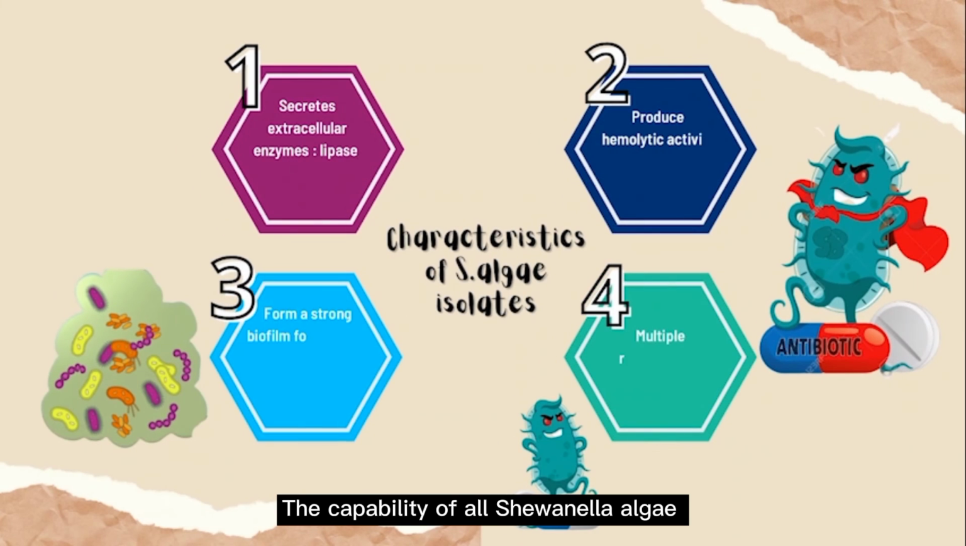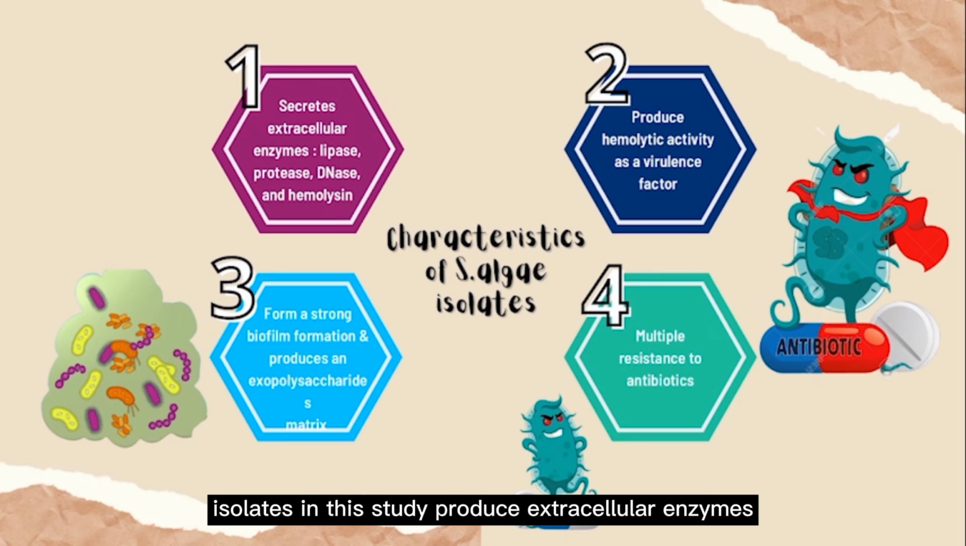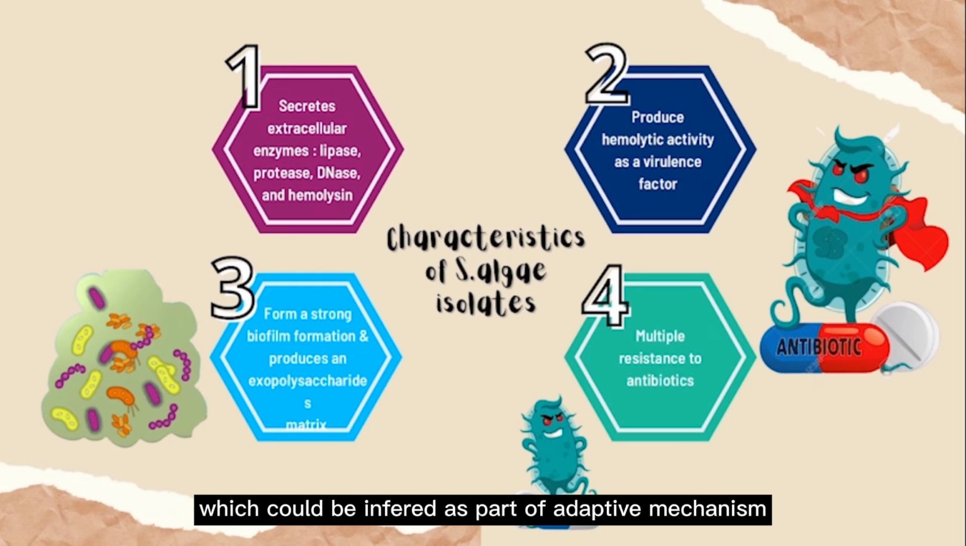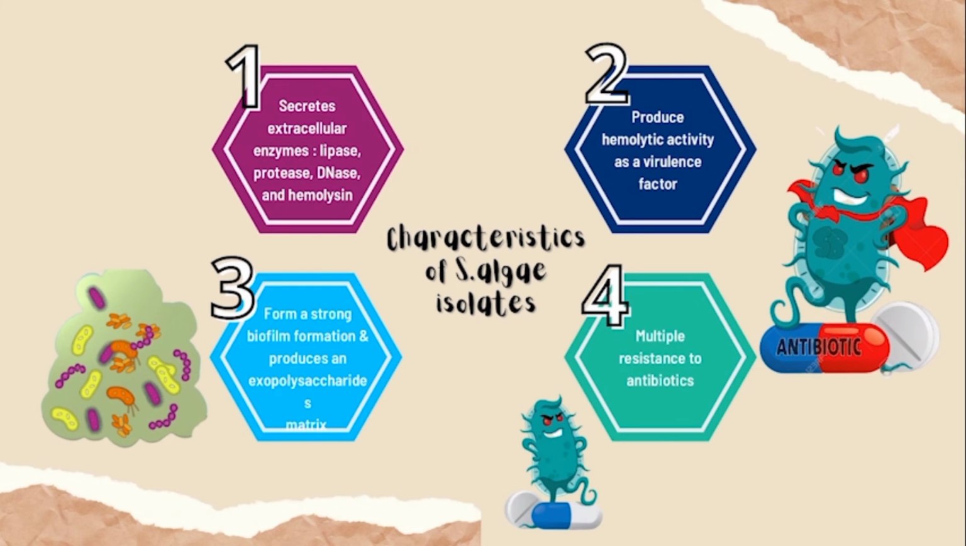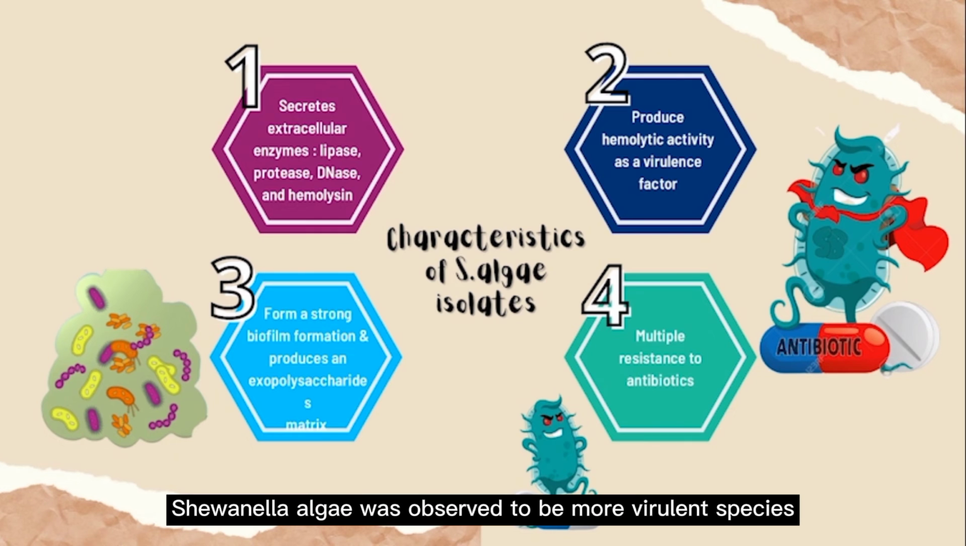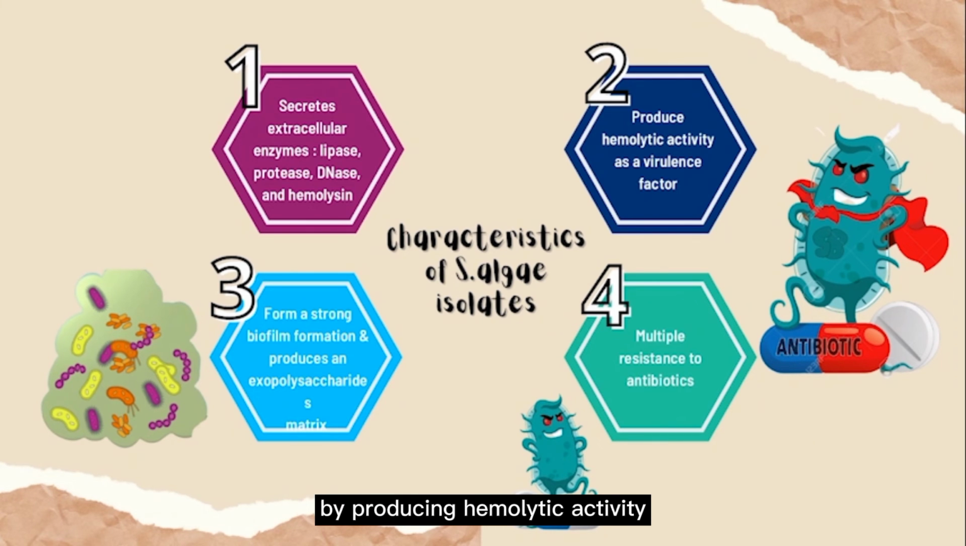The capability of all Shewanella algae isolates in this study to produce extracellular enzymes such as lipase, protease, DNase, and hemolysin could be inferred as part of an adaptive mechanism for the species to survive in the marine environment. These could reduce surrounding microbial competition or degrade organic matter to gain nutrients. However, the adaptation allows for colonization of living hosts if the bacteria enter the host. Next, Shewanella algae was observed to be a more virulent species by producing hemolytic activity as a virulence factor.